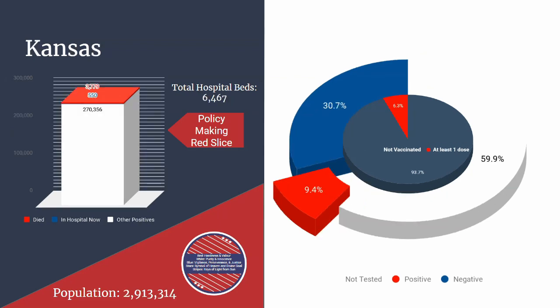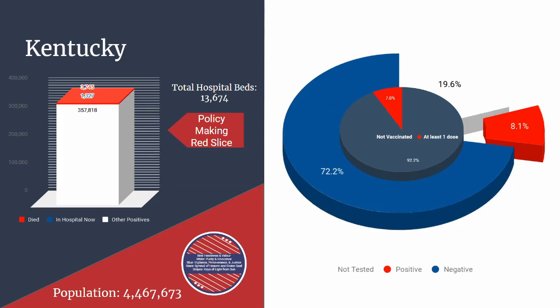Kansas, they vaccinated 6.3% of the population. They have a 30.7% negative test rating, a 9.4% positive test. 3,700 died, 550 in the hospital right now with 6,400 beds. Kentucky vaccinated 7.8%. Their negative tests are at 72.2%, with the positive tests at 8.1%. They've had 3,700 people die, 1,300 hospitalized right now, 13,000 beds available.